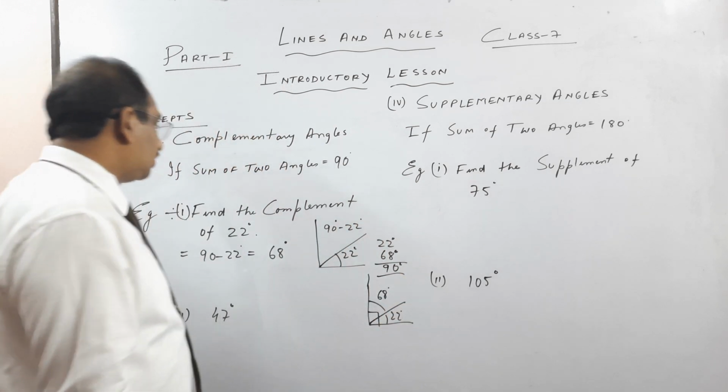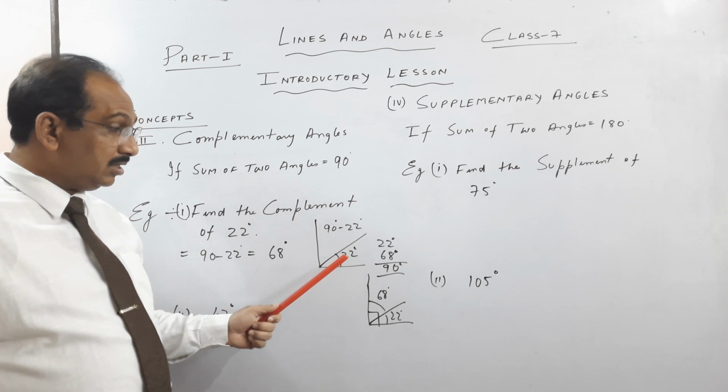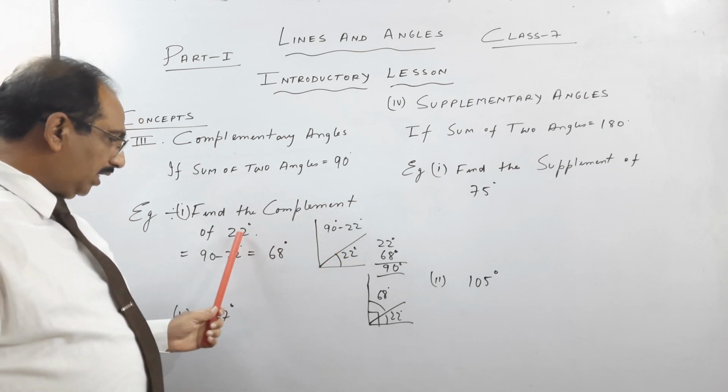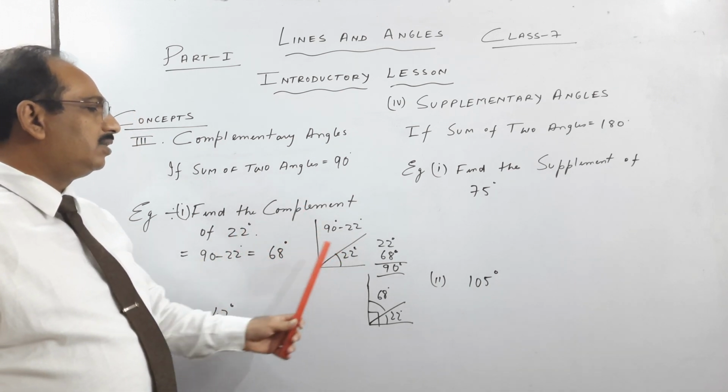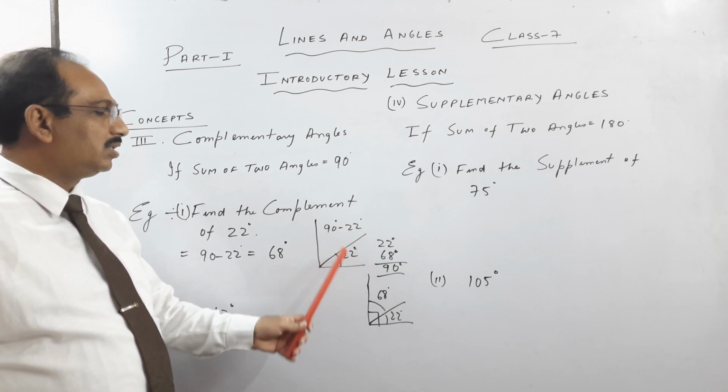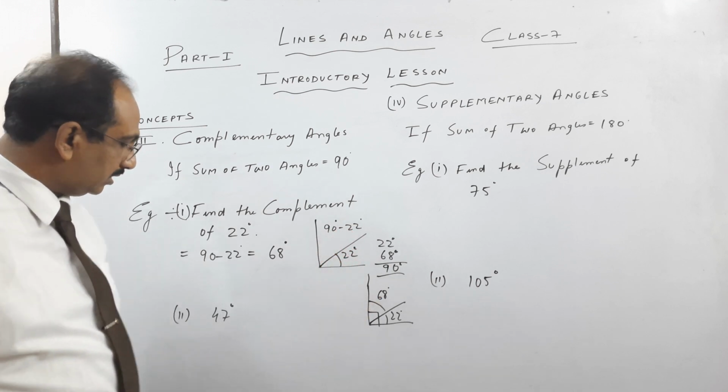Okay. So once more, when the sum of two angles is 90 degrees, if one angle is given, you subtract it from 90 to get the other. So if this is 22, the other will be 90 minus 22, 68.